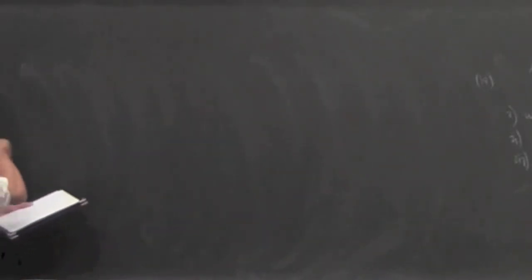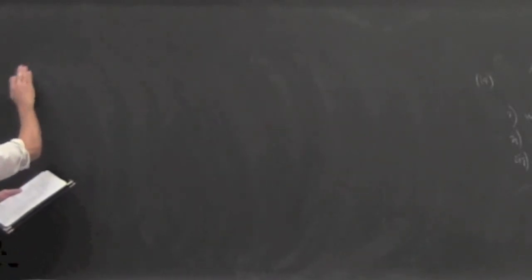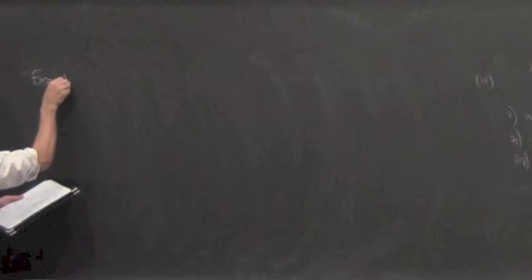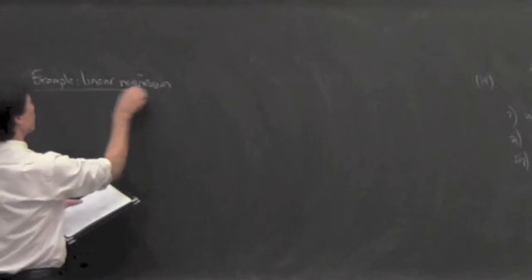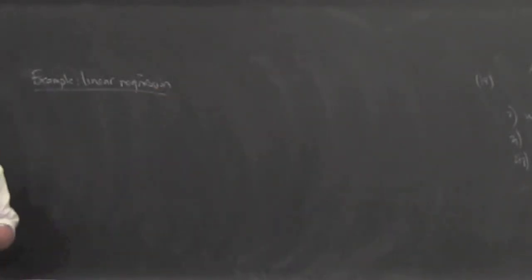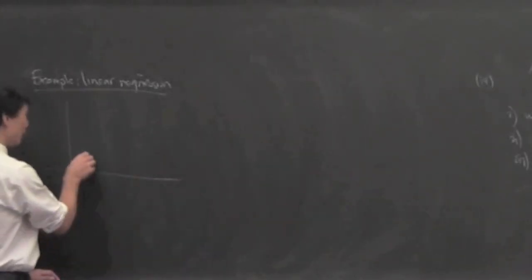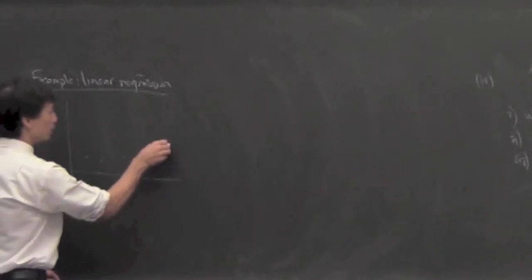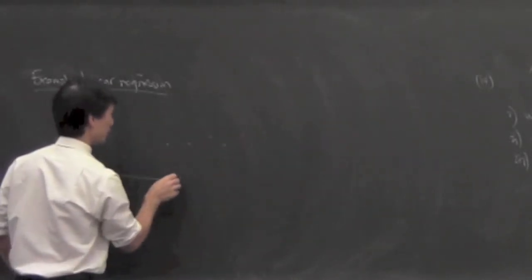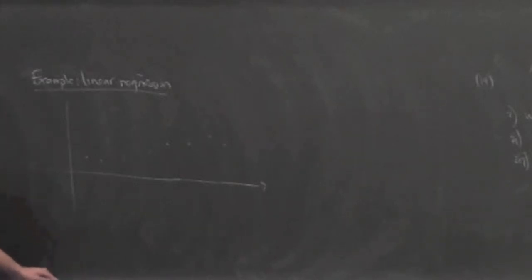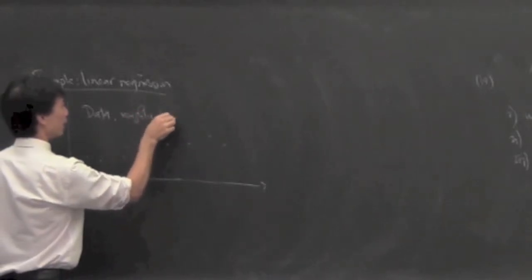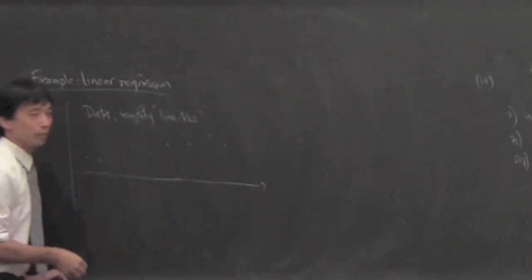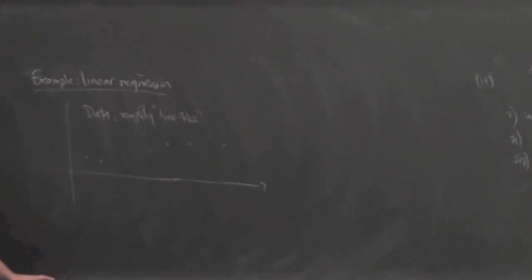Okay, the last and most important example is something called linear regression. This is something that we use in science, and it's interesting and important. It's like this: you have some data, and your data is roughly line-like, and you want to express this using some line.